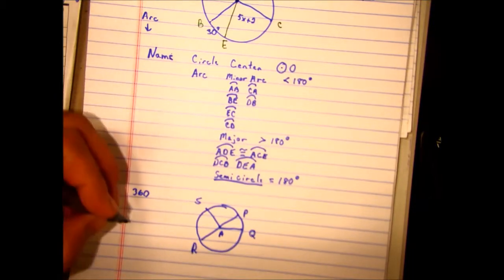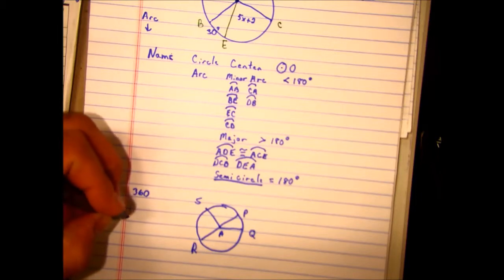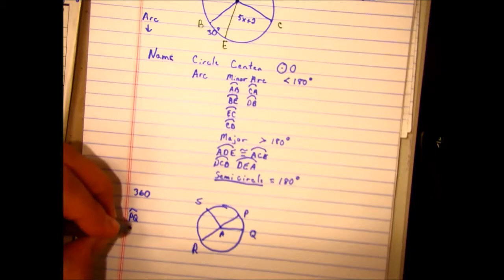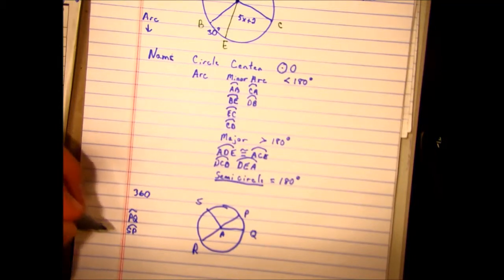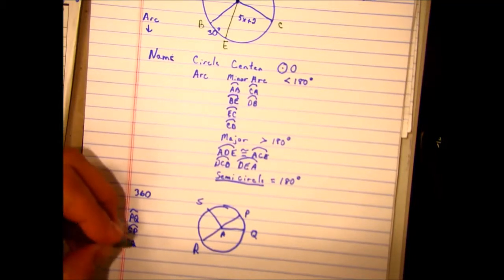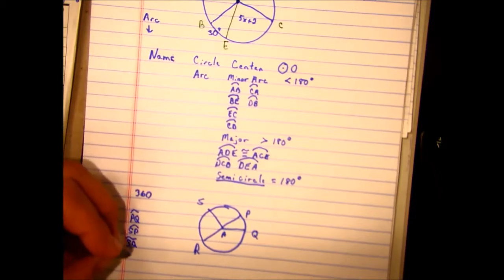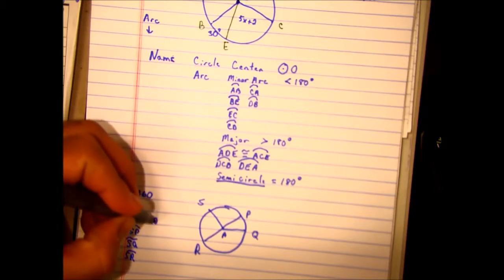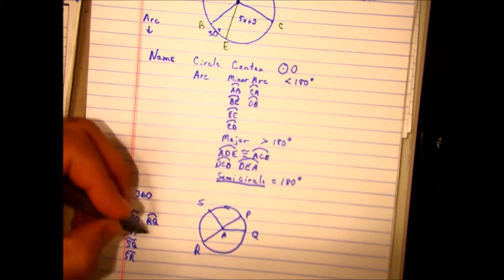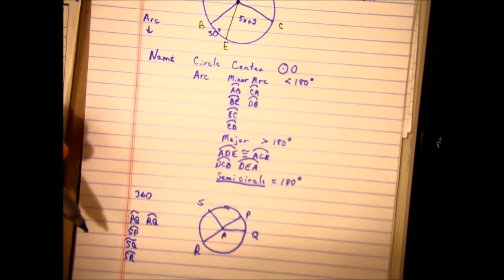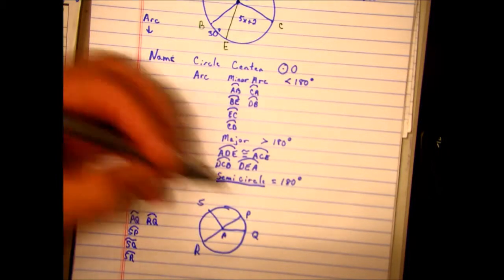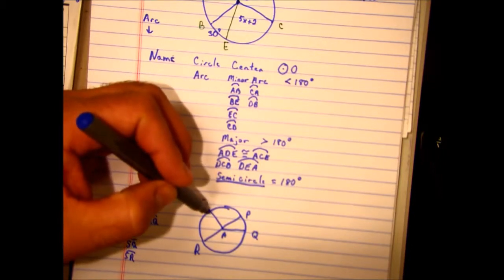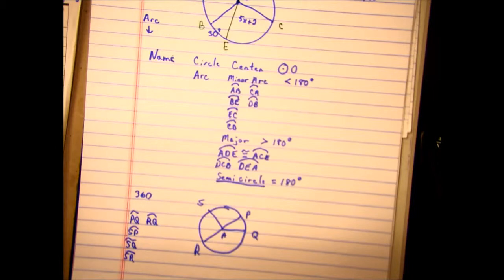Hopefully you know the minor arcs in circle A would be arc PQ. Remember, you've got to use two letters: SP, SQ, SR, RQ, QP, which is the same as PQ. Let's see if I missed any. PQ, PS, SR. Okay, so those would be the minor arcs.